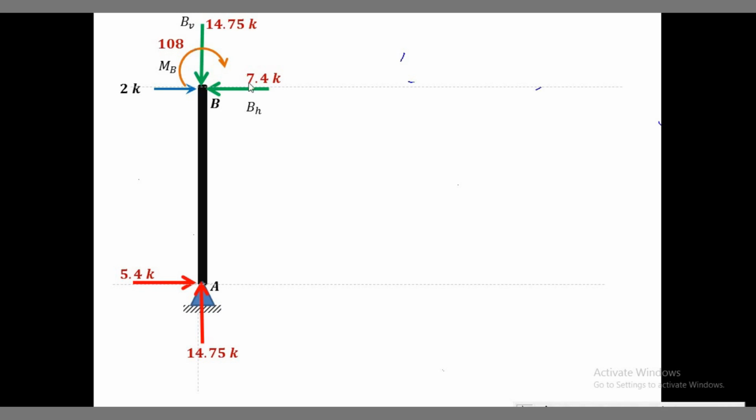Kulang na sa oras. Kahit 2 minutes lang, paki-double check if tama tong mga values na to. The value of my BV is equal to 14.75 and the value of my BH is 7.4 and the value of my moment at point B is 108. Again, these are the internal reactions. Paki-double check if tama tong mga to.